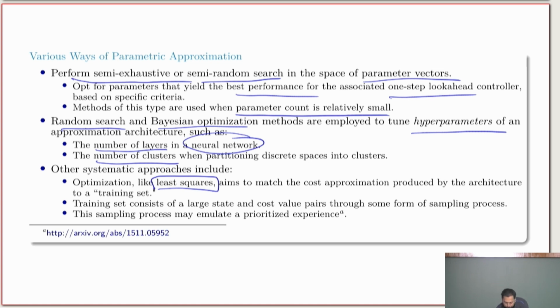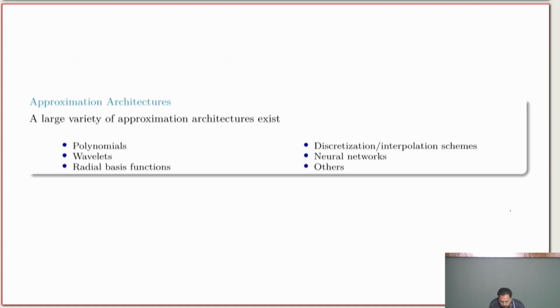Here again, the training set typically will consist of state control pairs, because we are looking into, let's say, value function approximation, and some kind of sampling process. It may be uniform, it may be some prioritized way to do the sampling. Okay. So the classical approximations that we know from numerical algorithms are polynomial based approximations, wavelets, Fourier basis. You can approximate functions via sine and cosine as the basis.